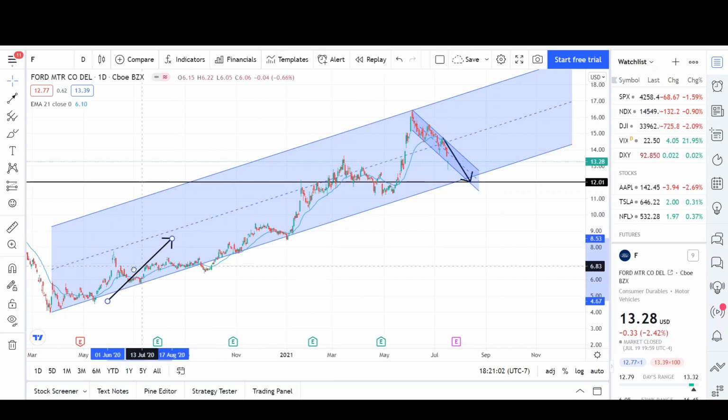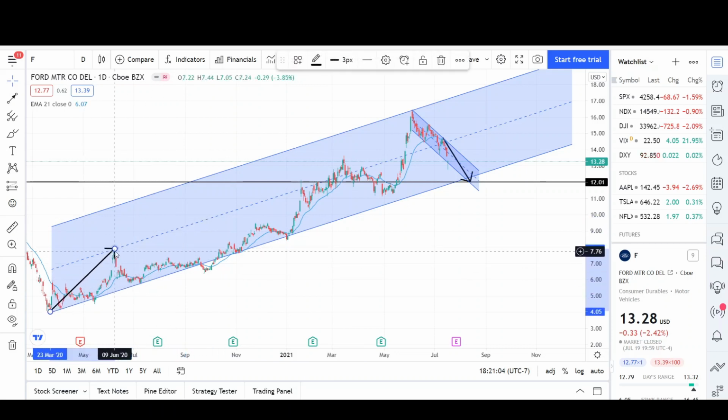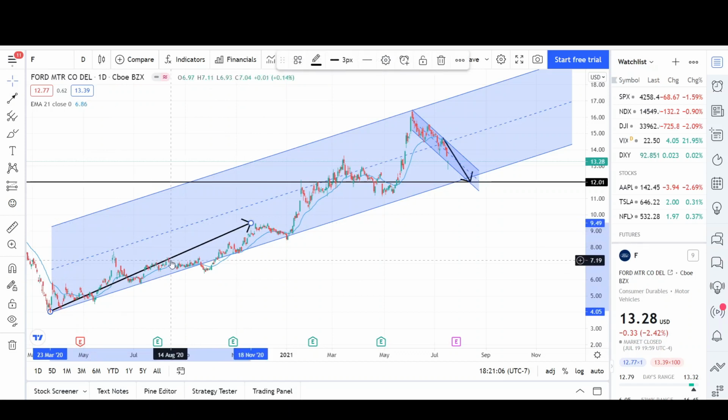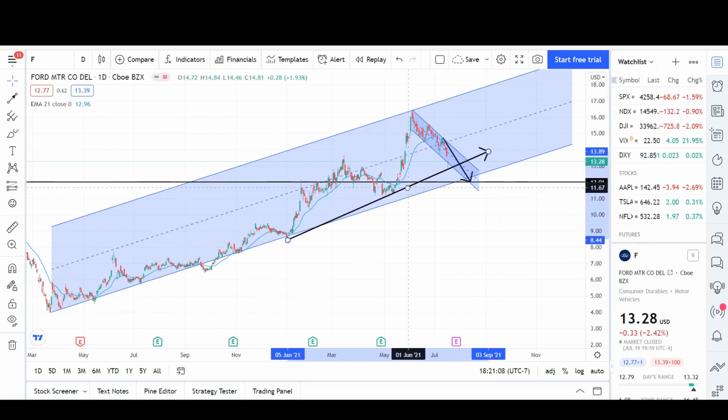So if I were to do that from the lows all the way to there, and if I drag it up right there, as you can see, the $13.74 level, we sold off right here, made the new high, and we were in this downtrend for about 2 months.